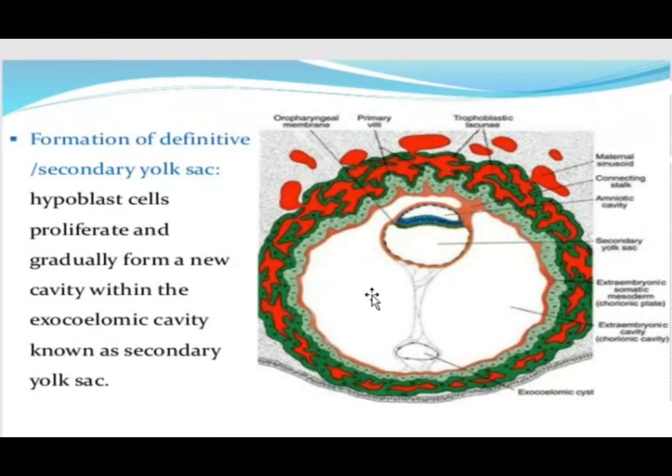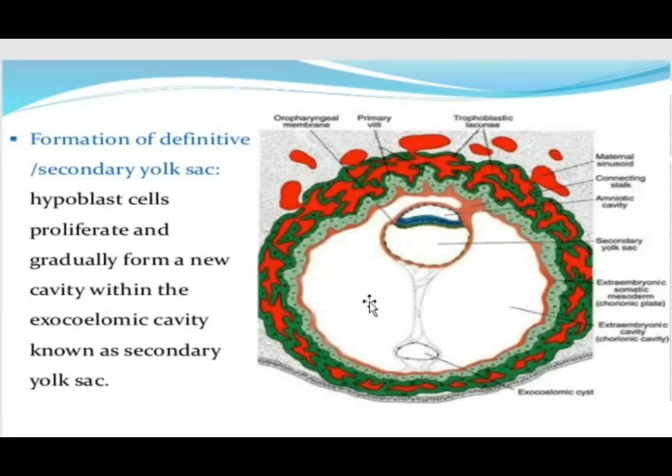Chorionic membrane, it is surrounding the chorionic cavity. Yolk sac membrane or yolk sac surrounding the yolk sac cavity. Amniotic membrane or amnion surrounding the amniotic cavity. You can see this exactly when you're scanning an embryo in the first trimester.